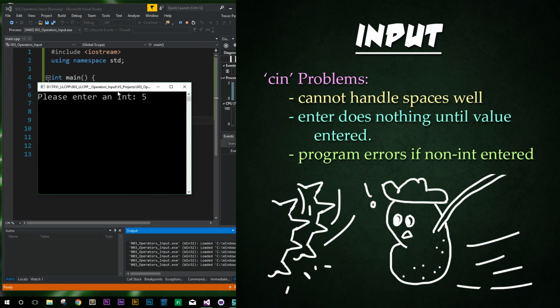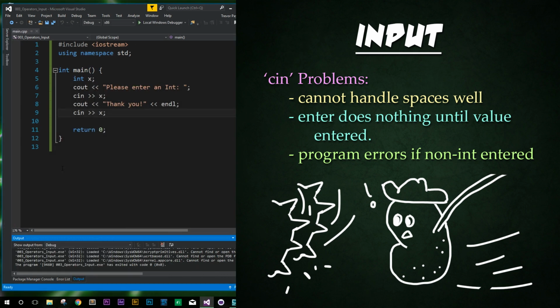So when we type 5 and press enter, it says thank you, and we could press enter any number of times, and all it does is move our cursor further and further down the window. We'd have to enter another number in order for it to accept a value and close out the program. So that's a problem as well.